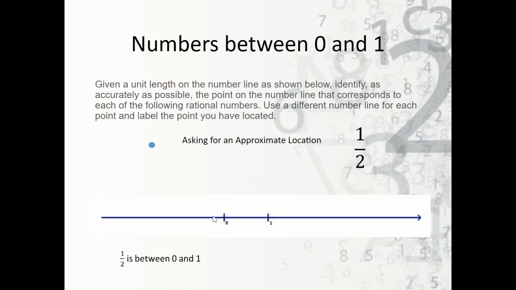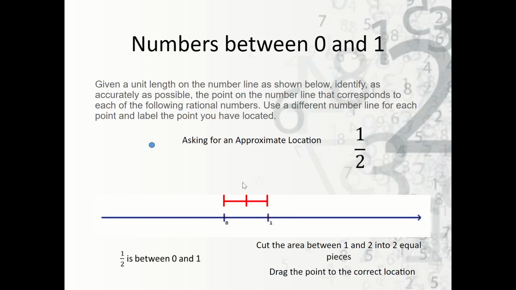So 1/2 is between 0 and 1. So we're going to take that 0 and 1, and we're going to go about halfway through that. So we're going to break that into 2 equal pieces. Is that exactly equal? I don't know, but it's close. So we're going to go ahead and move our dot to that point here on the number line. So right about there should be 1/2. Is it exactly 1/2? Probably not, but it's pretty close.